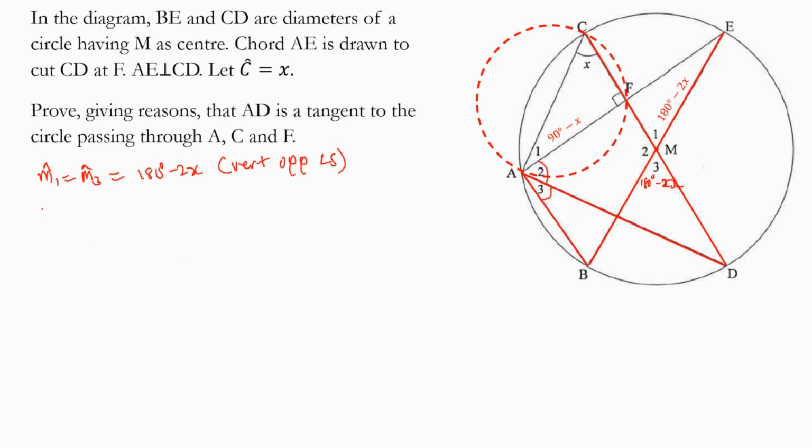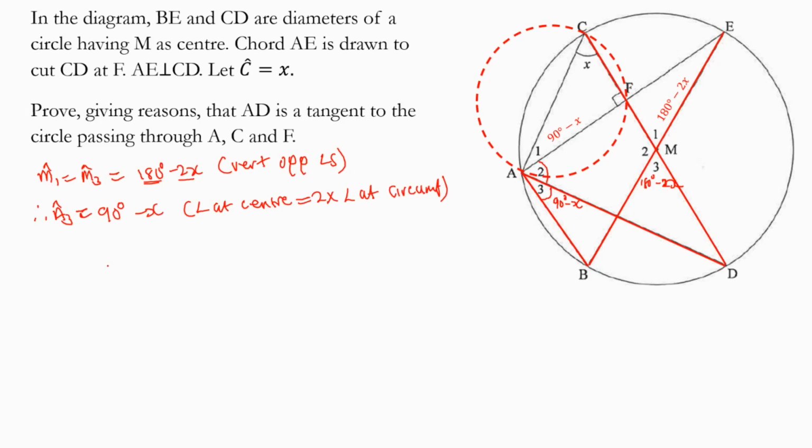So angle A3 is equal to half of this, 180 minus 2x. Half of 180 is 90 degrees, half of 2x is x. So angle A3 is 90 degrees minus x. The reason: angle at center equals 2 times angle at circumference.